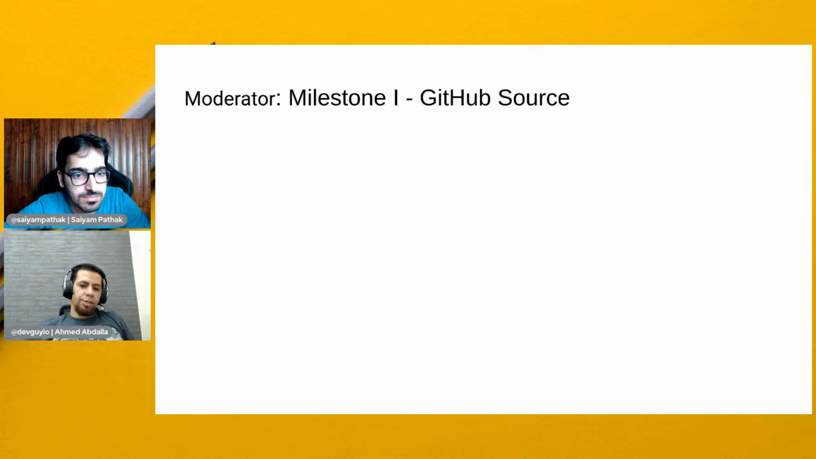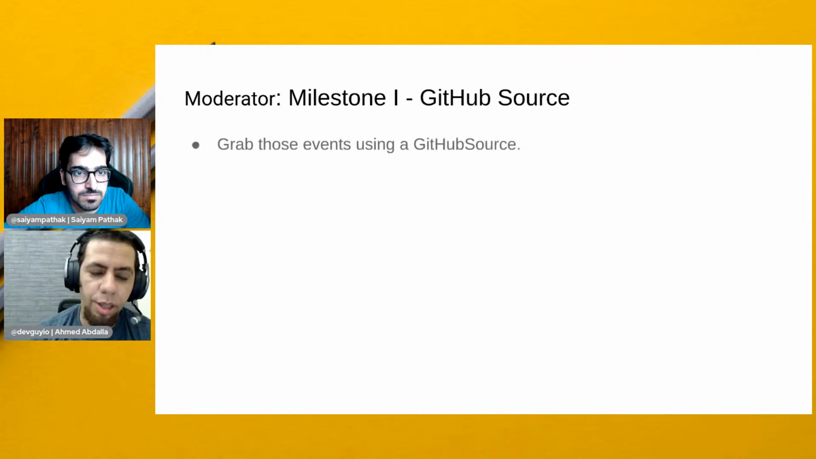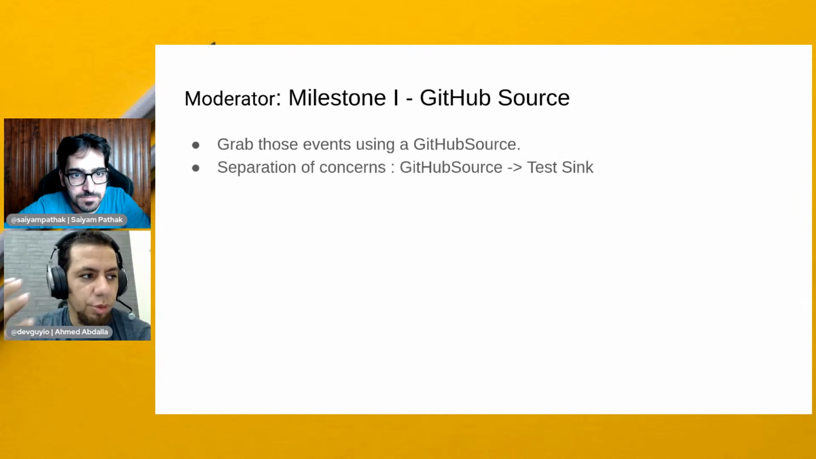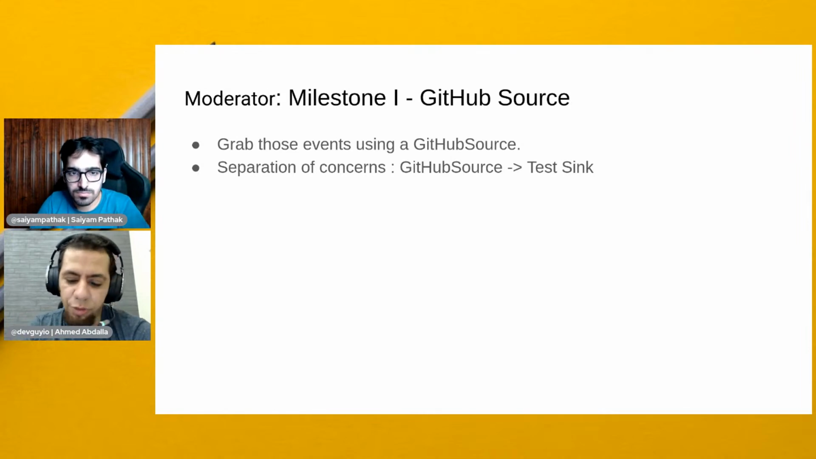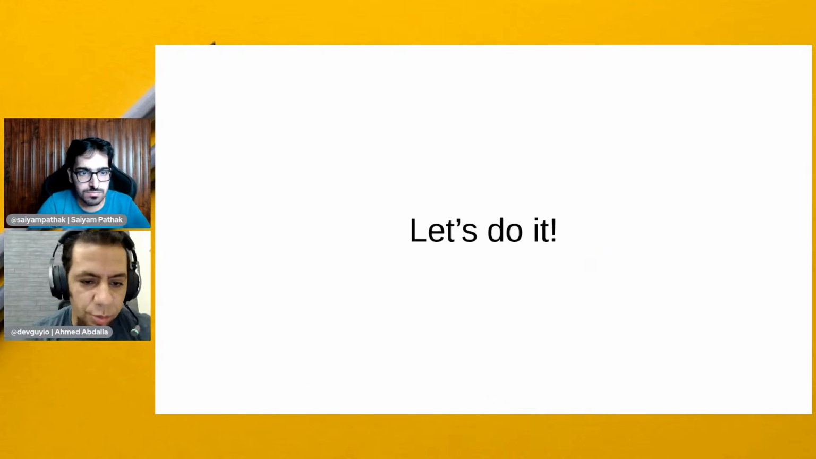All right, so let's dive into some code. I talked a lot, and it's becoming boring. So let's actually do some implementation. If you want to break down your problem, if you want to do some separation of concerns, then I would like to start simple. As the first milestone, I would like to install a GitHub source and have some dummy sink that receives the events. From that, I want to see if this piece of functionality works. So let's do that.